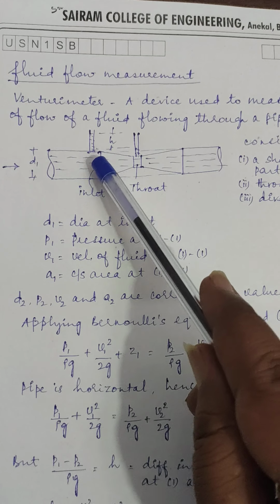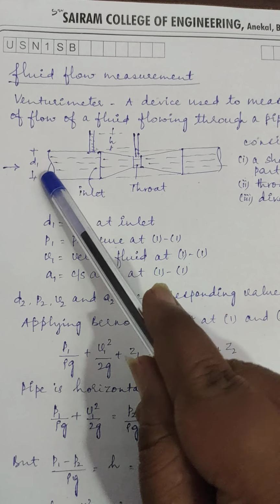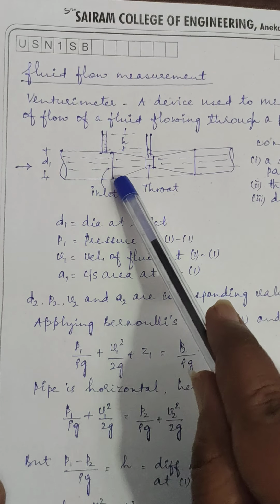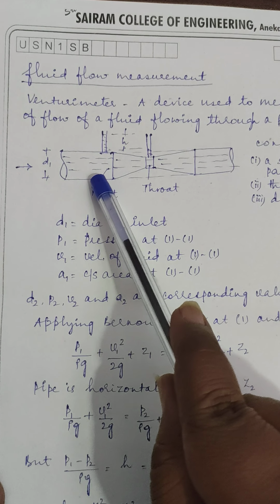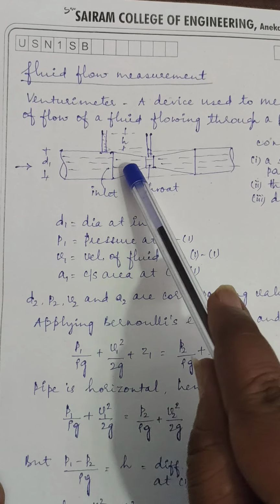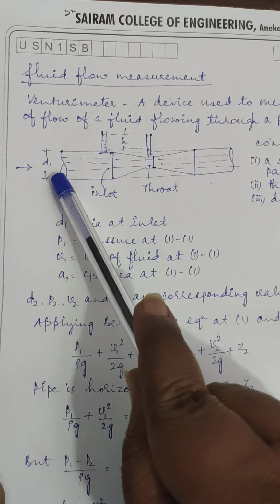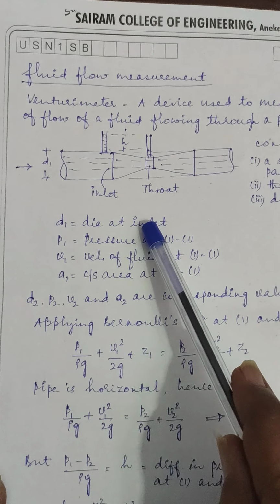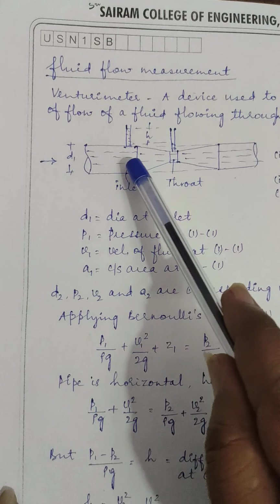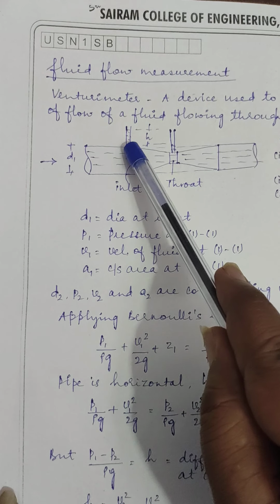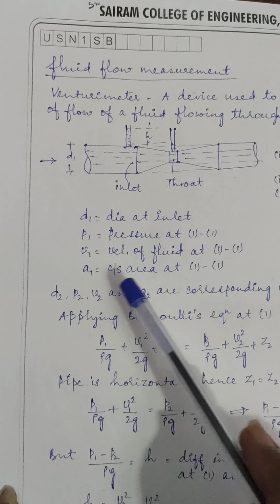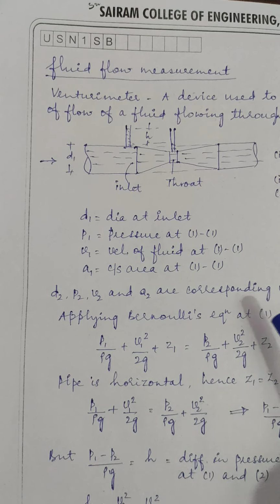The fluid first enters the pipe having the diameter D1. Then I have here a converging part. Here whatever energy is possessed by the flowing fluid will be lost, because it is now entering a part which has a diameter less than the diameter at the inlet. So D1 is the diameter at the inlet, P1 is the pressure at section 1, V1 is the velocity of the fluid at section 1, and A1 is the cross-sectional area at section 1.